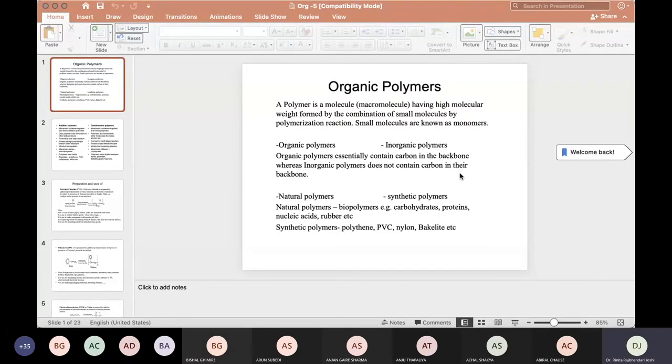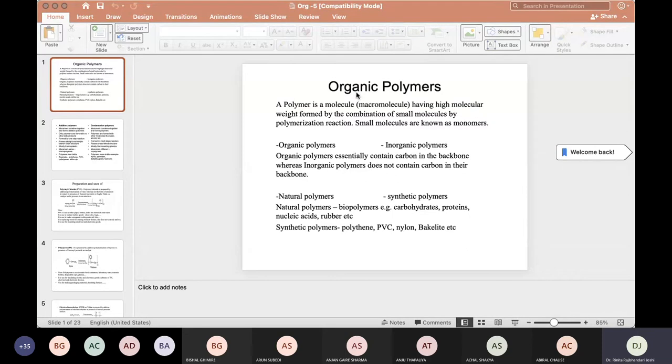Hello, student. Can you see this organic polymers? Hello, students. Yes, ma'am. Okay, then let's start about this polymers. Let's start this polymer.